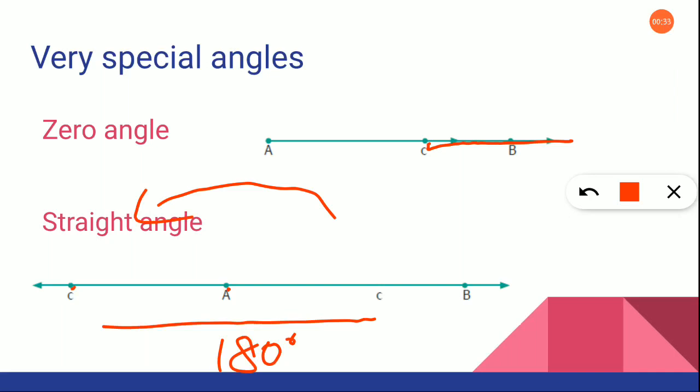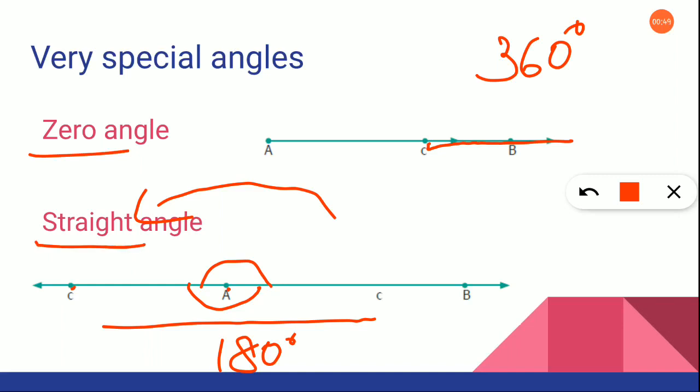And one more thing, I told you complete angle means it is 360 degrees. That is, this line is 180 and the bottom line is also 180. So totally it is 360 degree. If it is 0 degrees, it is called as a zero angle. If it is 180 degree, it is called as a straight angle. And if it is 360 degrees, it is called as a complete angle. Clear?